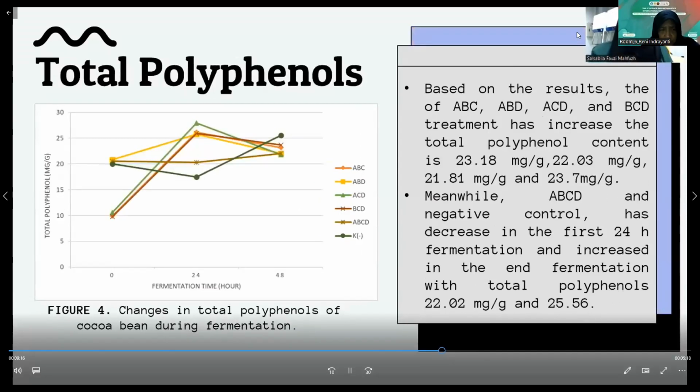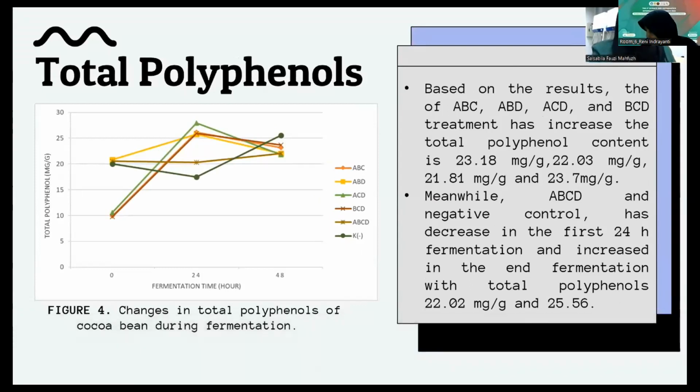The next one is the total polyphenols. The polyphenol of the cocoa bean itself comprises 12 to 18% of the total bean weight and has long been associated with the taste and color of the chocolate. Based on this result, the treatments ABC, ABD, ACD, and BCD increased in the first 24-hour fermentation and then decreased in 48-hour fermentation.